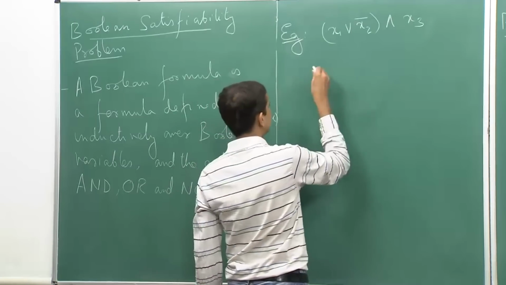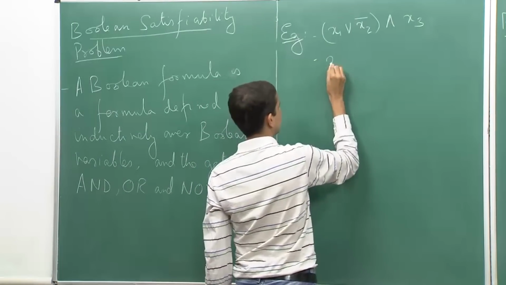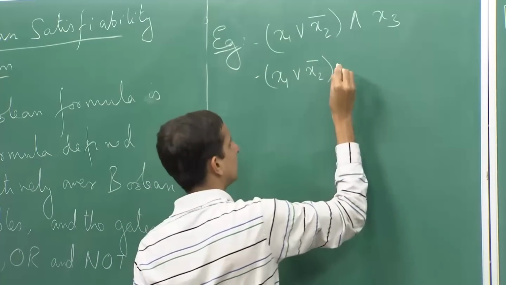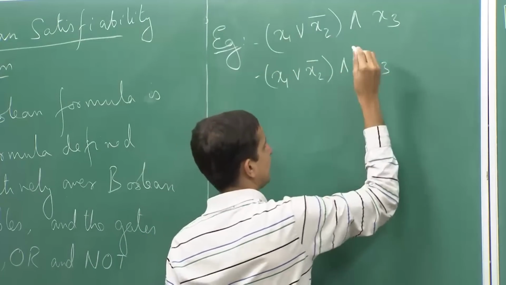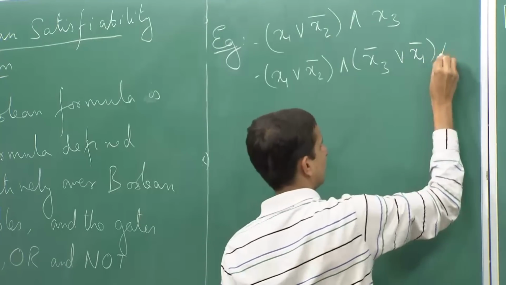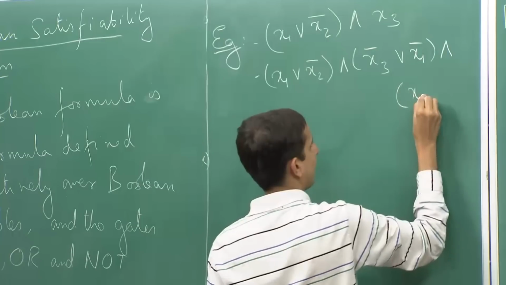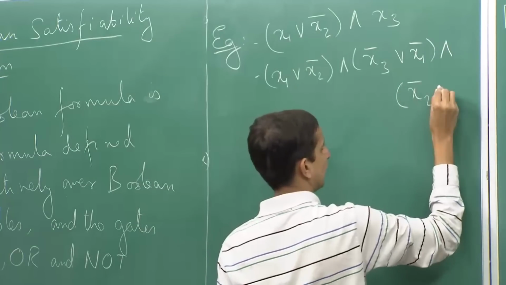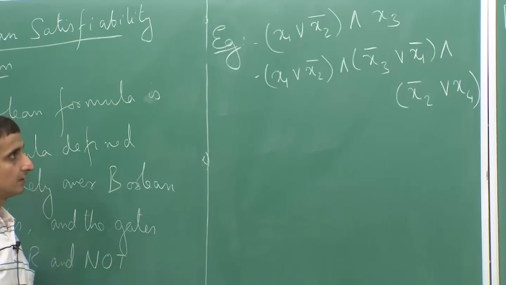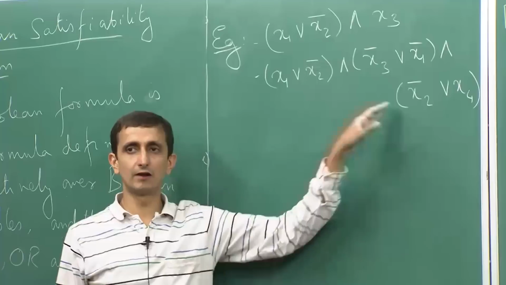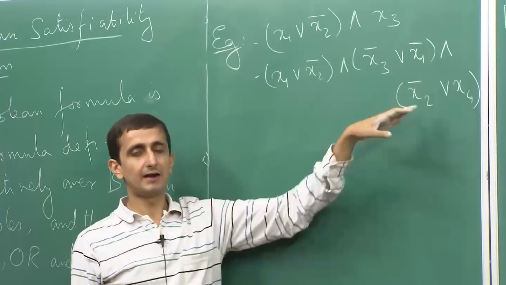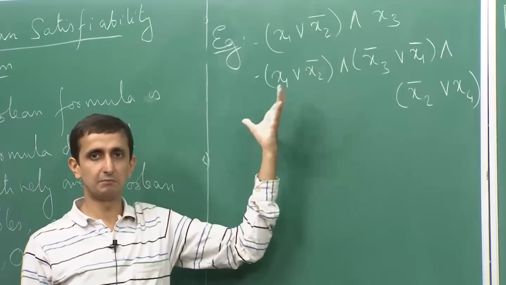I can also have another formula, let us look at another formula: x1 or x2 bar, and, x3 bar or x1 bar, and, x2 bar or x4. So, here I have a Boolean formula that is defined over 4 variables. There are 4 variables x1, x2, x3 and x4, and it is written in this manner.